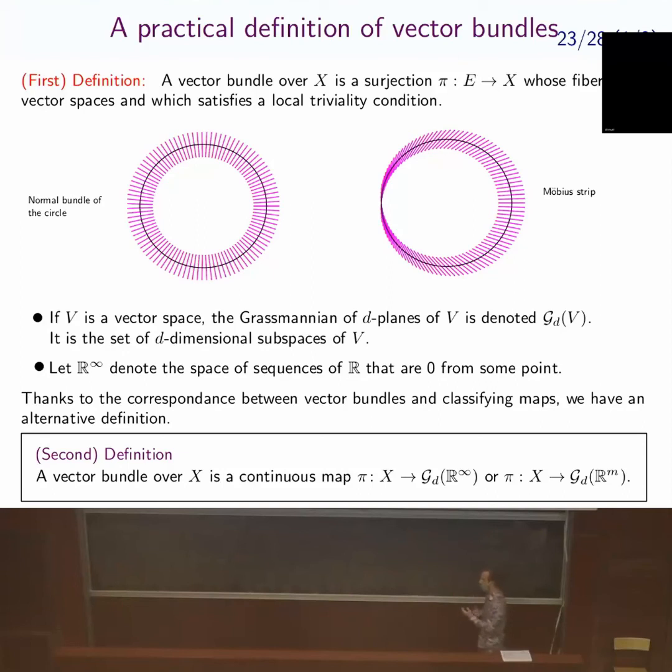So in vector bundle theory, there is a famous correspondence between this first definition and this second definition. Defining a vector bundle is the same as defining a map from a topological space X to the Grassmannian over R^∞. This is true if X is paracompact. If X is compact, I can also consider maps from X to the Grassmannian over R^m, where m is large enough. So this will be our definition of vector bundles from now on.